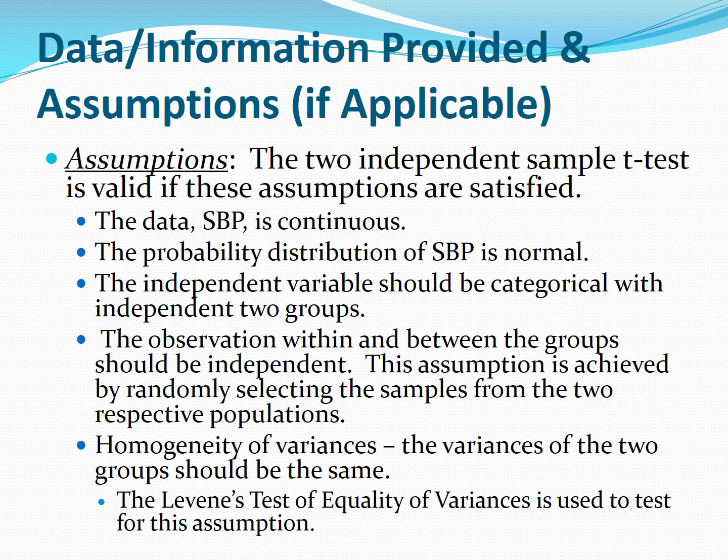Homogeneity of variance: the variances of the two groups should be the same. However, we sometimes have situations where the variances are not the same, and therefore another approach is used in conducting the two-sample t-test. To determine whether the two variances are equal, we would use a test called the Levene test of equality of variance.